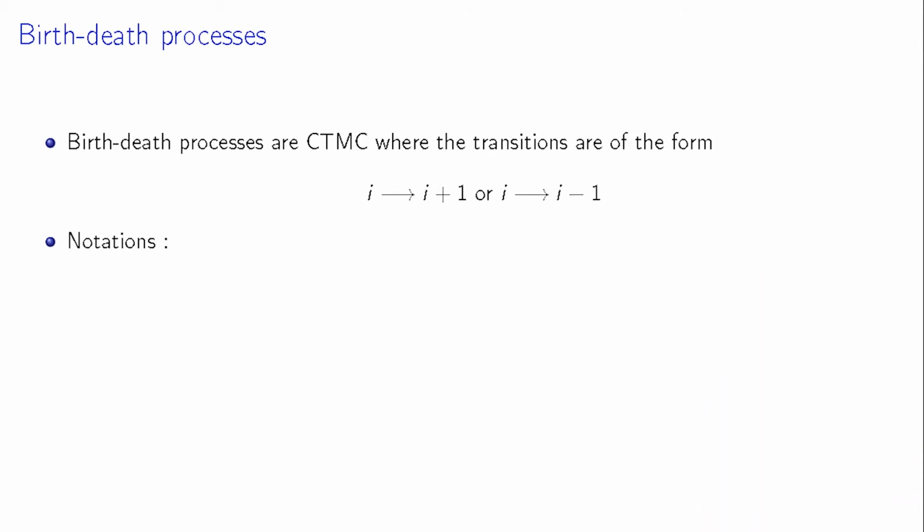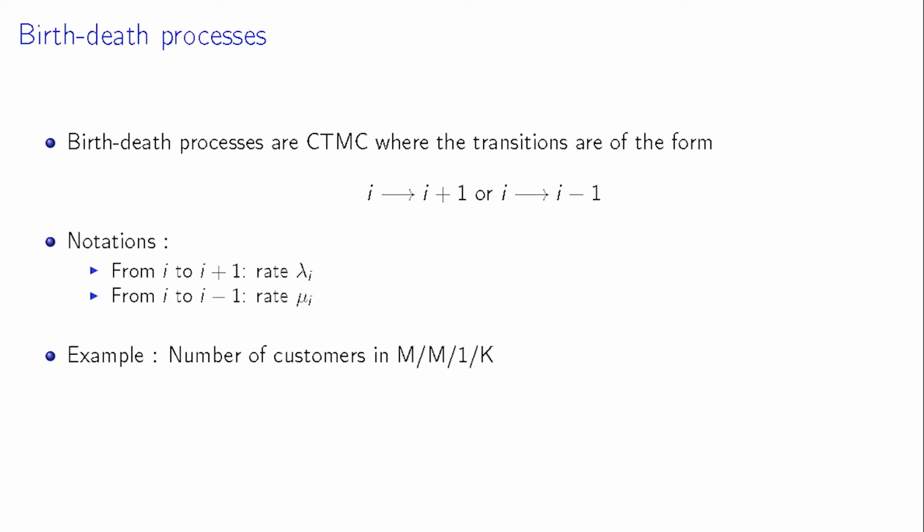Let's introduce a few notations. Lambda i is the transition rate from i to i+1, and mu i is the transition rate from i to i-1. For instance, let's consider the M/M/1/K queue, so the M/M/1 queue, but with a finite buffer of size k-1. The arrival rate is lambda if i is less than k, since in state k the system is full and we cannot accommodate any more customers. The departure rate stays the same, equal to mu.